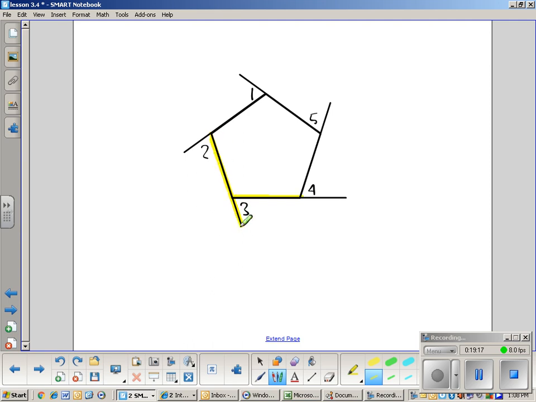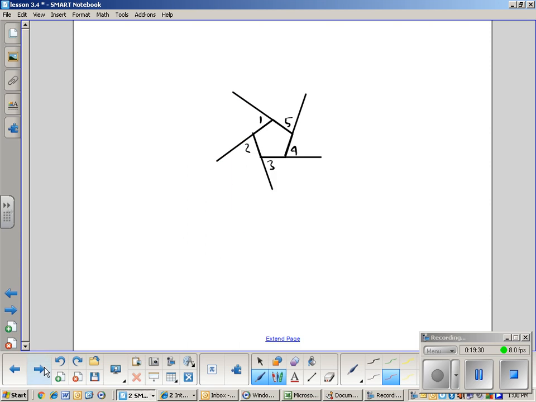Okay? Now, all 5 of these angles are going to add up to some number. Okay? And if I advance this, and I keep making my polygon smaller, and smaller, and smaller, do you agree that those 5 angles in that picture could still be the same as the 5 angles in the first picture? Yes. Okay? What do these 5 angles add up to?